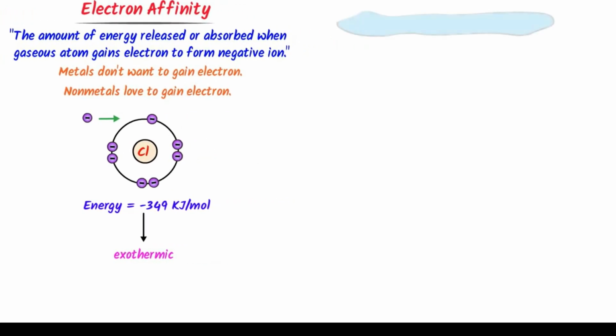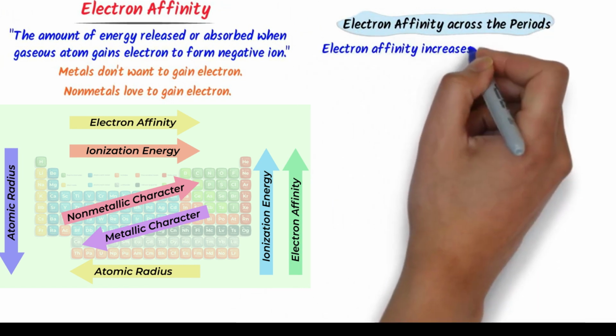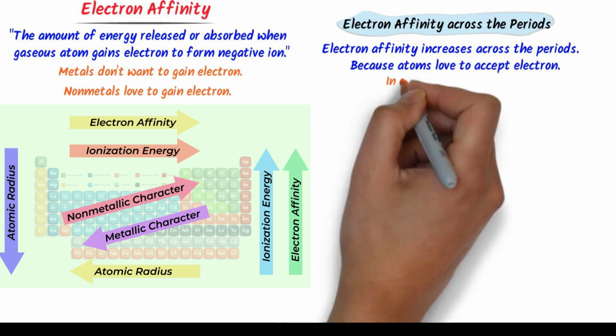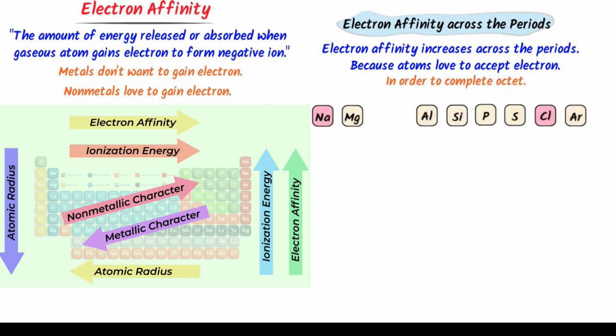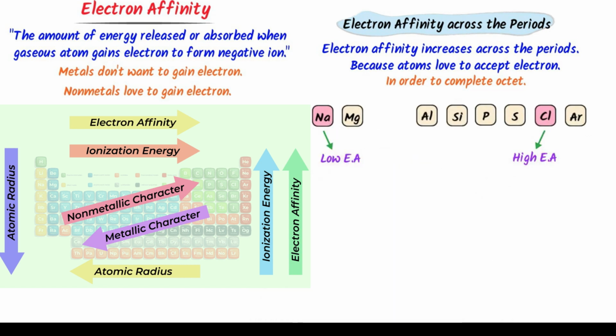Now we will learn trends of electron affinity across the period from left to right. Electron affinity becomes more negative or increases from left to right as you move across the period. It is because atoms want to accept an electron easily in order to complete their outermost shell. For example, in the third period, chlorine has high electron affinity than sodium.